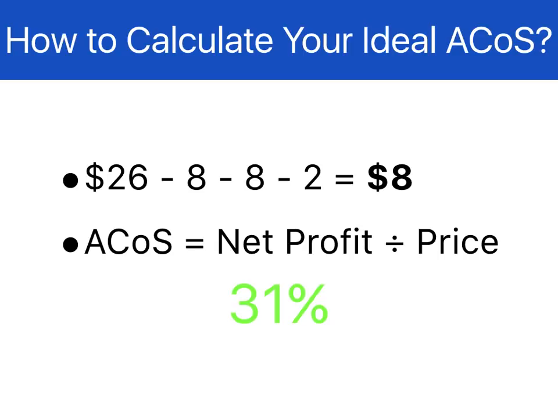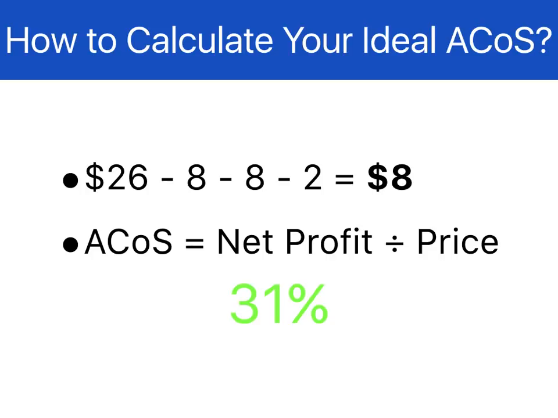So what does this $8 mean? Now, you know that with the $8 profit per unit sold, you can still spend up to $8 to get a sale and still be profitable. To calculate the ACOS threshold for your break-even point, all you need to do is simply divide it by the net profit from the selling price, which is $8 divided by $26, and you get 0.31, and we have that in percentage.